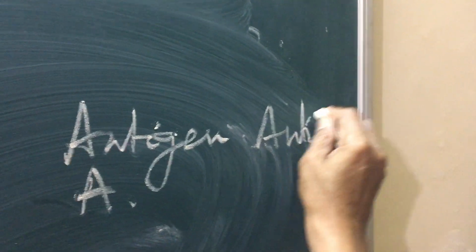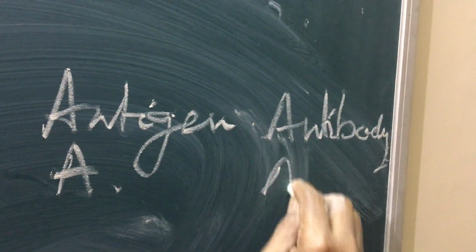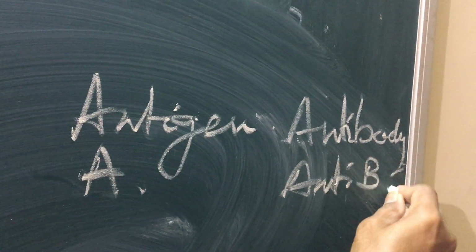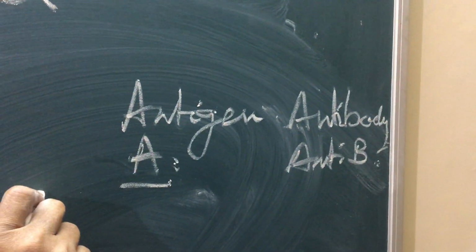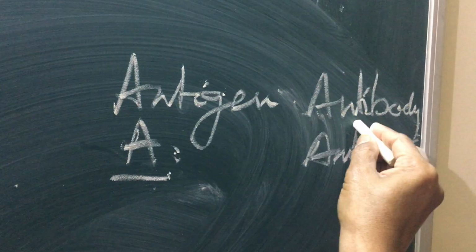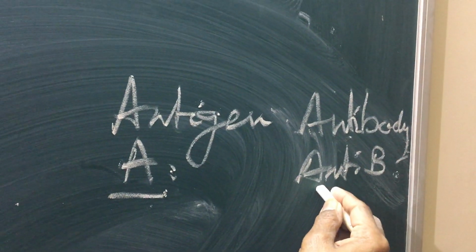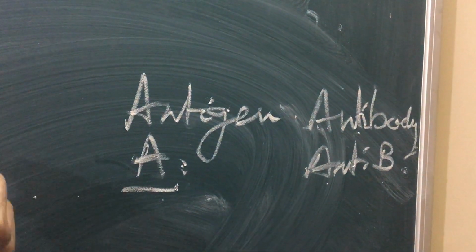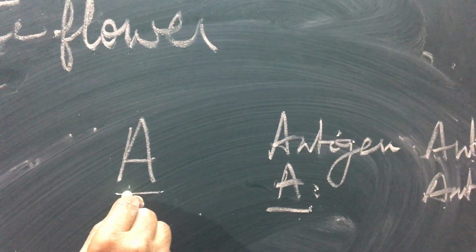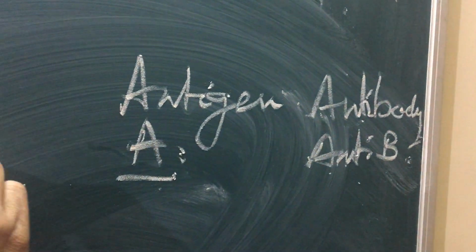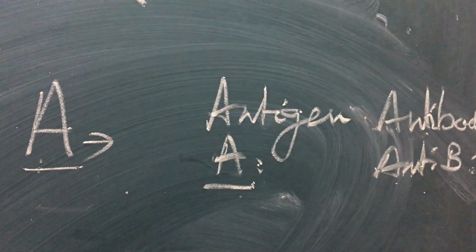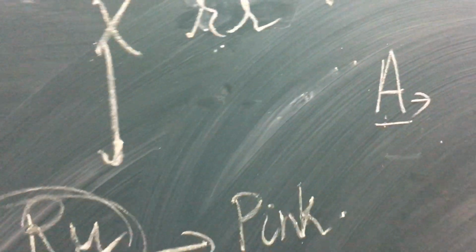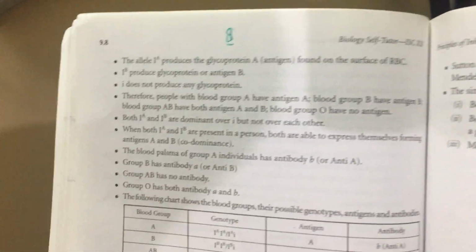But which antibody is there? The antibody is anti-B. It means the blood group is A, the antigen is A, the chemical that initiates the formation is A. But the antibodies, the soldiers, are for blood group B. So if blood group B is given to A, he will not receive it, because in blood group A the soldiers are already present to fight against it. So A cannot receive from B. You can read it, children. If any problem, you can ask me.